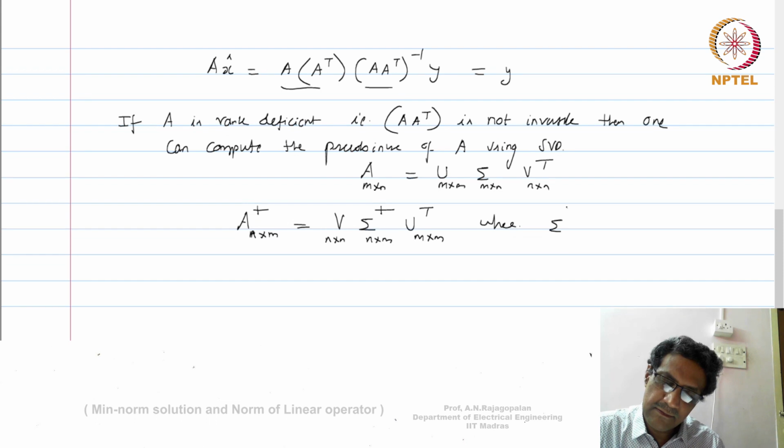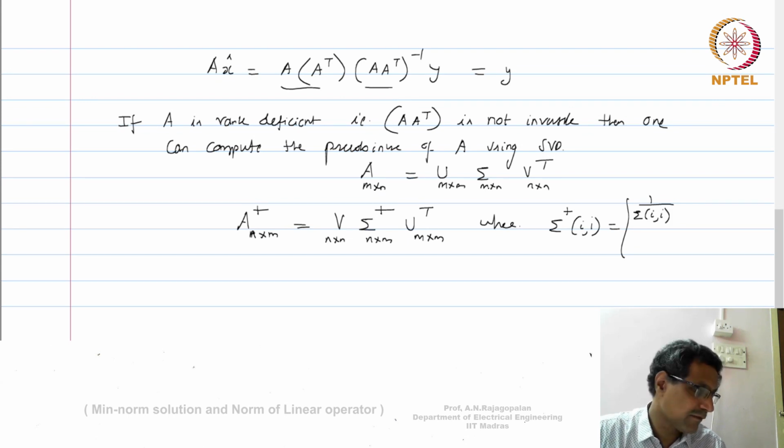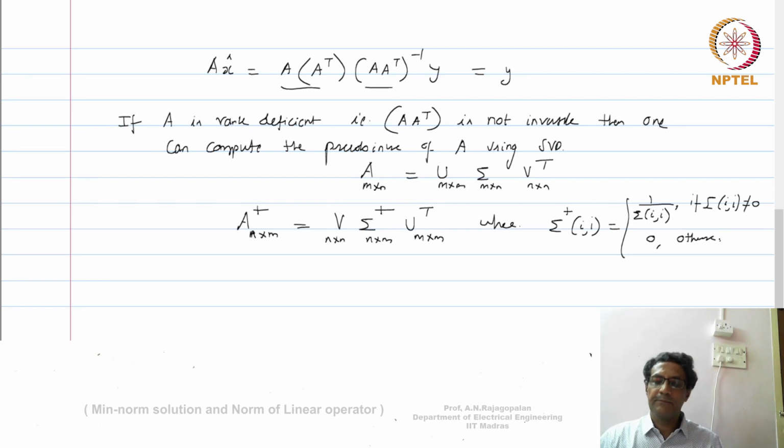Where sigma plus of (i, i) is equal to 1 by sigma of (i, i), if sigma of (i, i) is not 0, and 0 otherwise. And that would give you the pseudo-inverse of A.